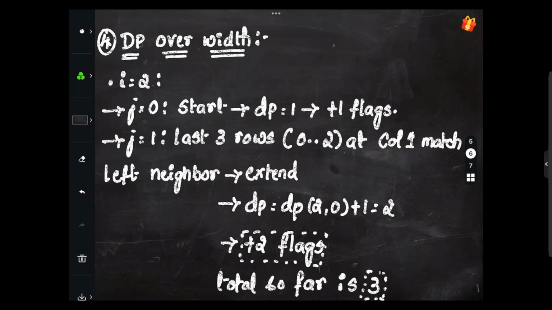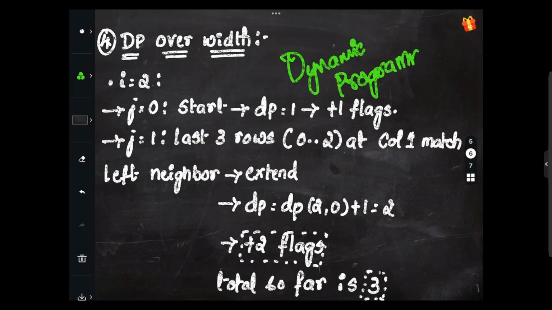Now we'll be considering DP. One thing I didn't mention is we will be going with dynamic programming to solve this particular problem, right? So the approach we'll be making use of is dynamic programming. Now we will be going with i equals 2. Same thing, first we consider when j equals 0 and j equals 1. So we will start and dp is initially 1. So plus 1 flag we will be considering here, right? When j equals 1, last 3 rows we are considering.